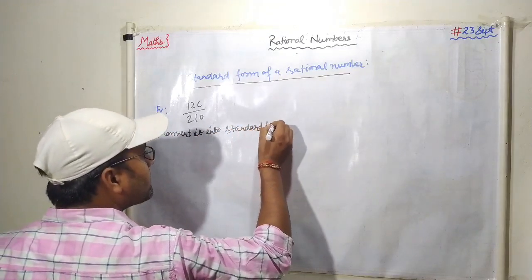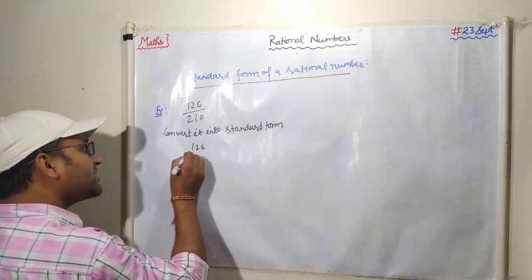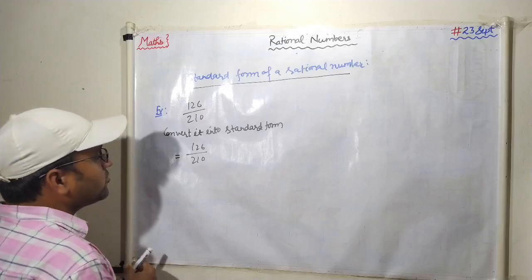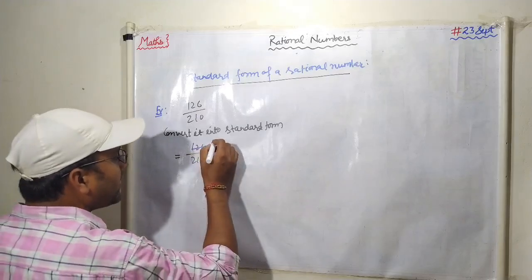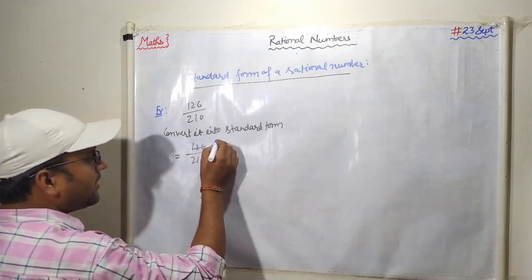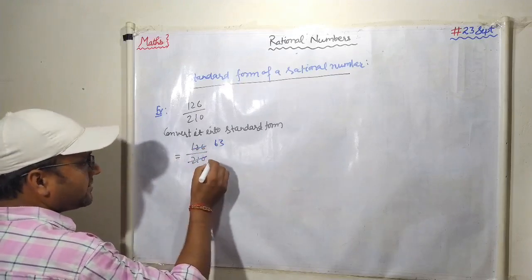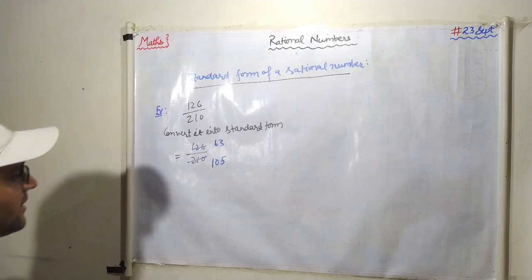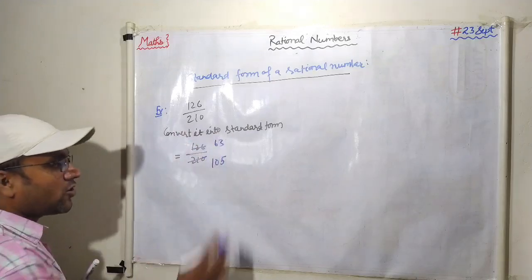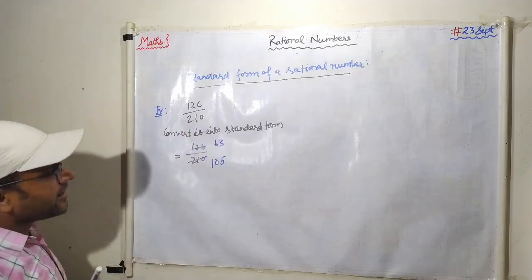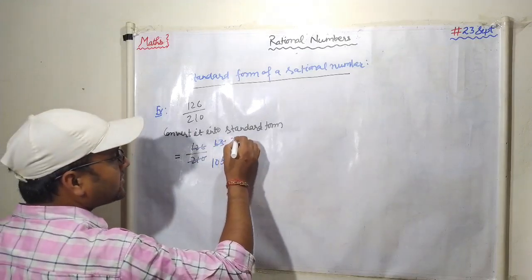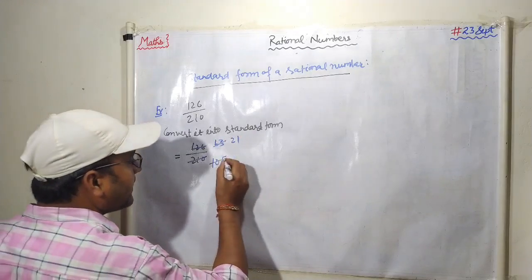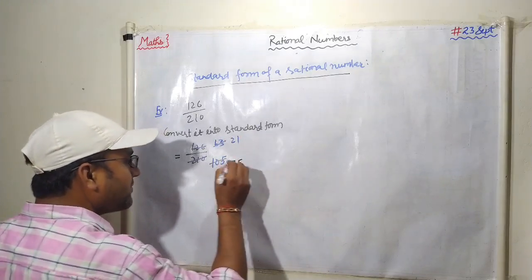Standard form. Okay, so 126 upon 210, it is cancelled out by 2. 2 5s are 10, 2 6s are 12 and 2 3s are 6, so 63 upon 105. Then it is not cancelled out by 2 because this is an odd number, and this is also odd, but it is again cancelled out by 3. 3 2s are 6, 3 1s are 3, and 3 3s are 9, 3 5s are 15.